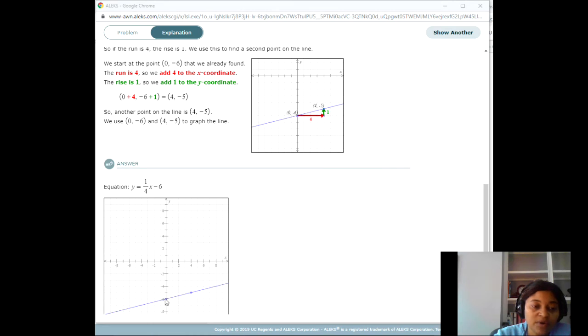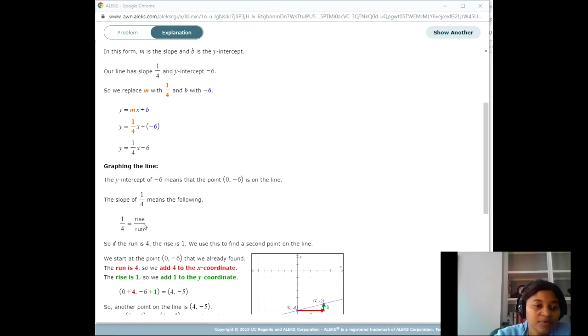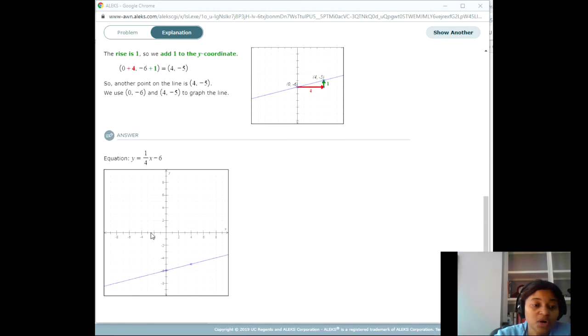Now we also have 1/4. Remember how we did previously with the rise over run. Here we go, rise over run, and we have the rise is 1, the run is 4. That simply means we're going to run over 4. So we'll go over 1, 2, 3, 4, and then we will rise 1, and that's our next point. Then you just draw your line through the points, and that's how you work that problem out.